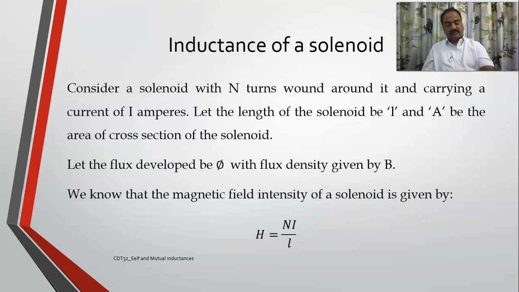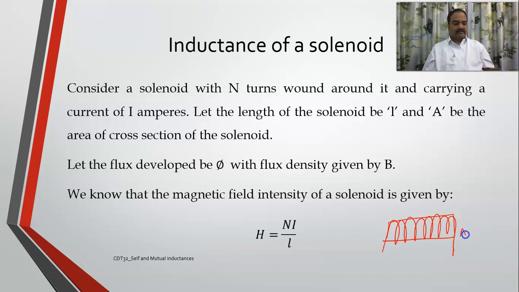Now let us suppose you have a solenoid. What do you mean by solenoid? A solenoid is just like a core on which there is a coil which has N number of turns. So you know that the magnetic field intensity, when there is a current I flowing in N turns of the solenoid having a length of L, is given by H is equal to N I by L, right?